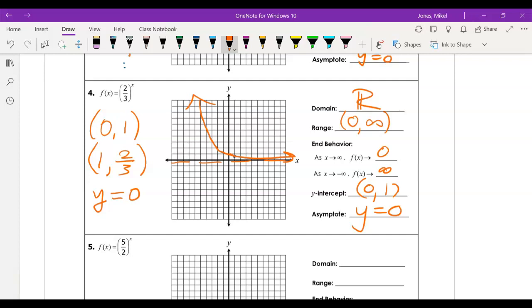Okay, and then this last one on this page is 5/2 to the x. And it's not there as a trick, but it's there to make you remember that just because you have a fraction there doesn't mean you have decay. 5/2 is a number bigger than 1. It's actually around 2.5. And so this is growth.